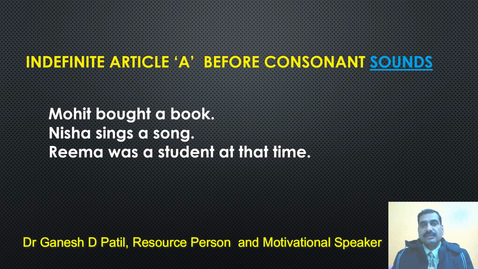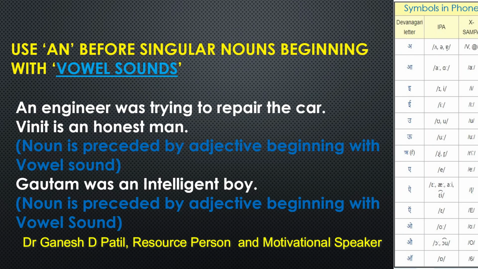Generally, people tend to see the alphabet and use the articles, but I suggest you always remember, see the first sound and not the letter. Now we'll see the uses of an. An is used before singular nouns beginning with vowel sounds.